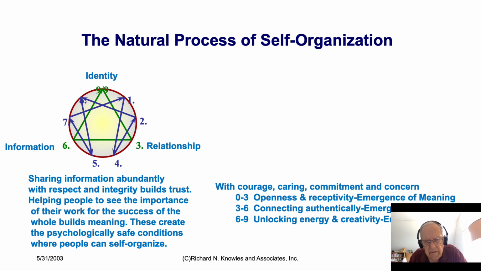It's important to realize that with courage, care, concern, and commitment, sharing information, relationships, and identity can transform. When we look at lines 0 to 3 with openness and receptivity, along that line is the emergence of meaning. Along the line from 3 to 6, we're connecting authenticity, and we have the emergence of trust. And from 6 back to 9, we're unlocking energy and creativity, and action is emerging.